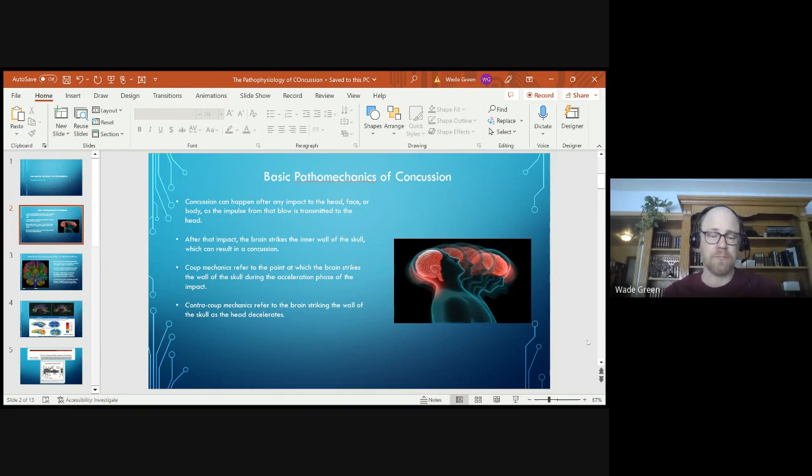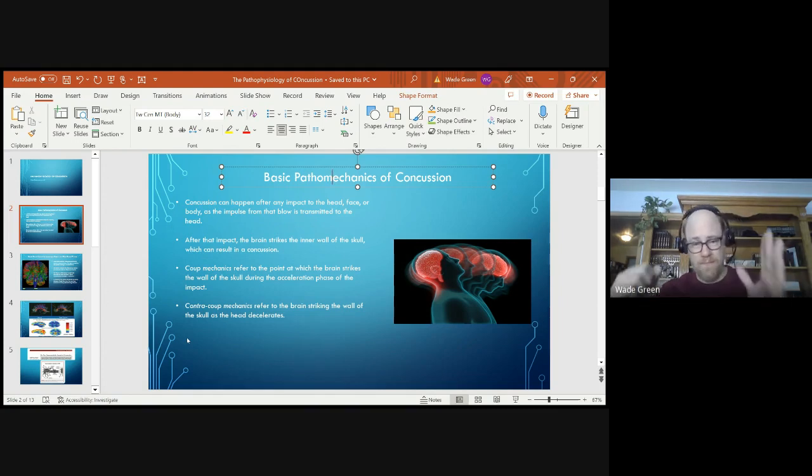Okay, so when we talk about the type of mechanics that happen with concussion, there are two specific mechanisms that we need to be aware of, right? There's coup and contra coup. Coup refers to that initial impact when the brain strikes the wall of the skull. So when someone's head breaks down that C-spine or hits the ground, that's the first impact of the brain against the wall of the skull.